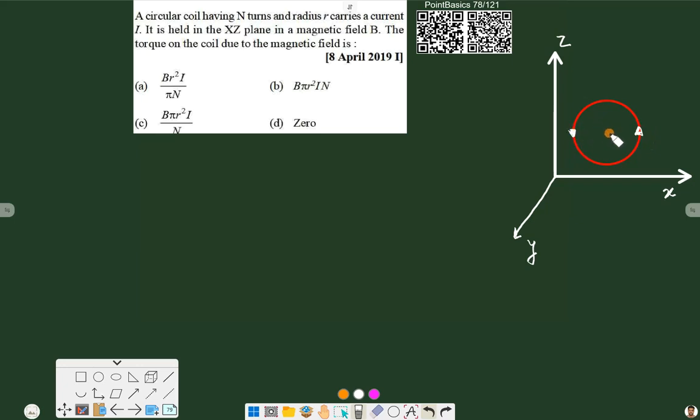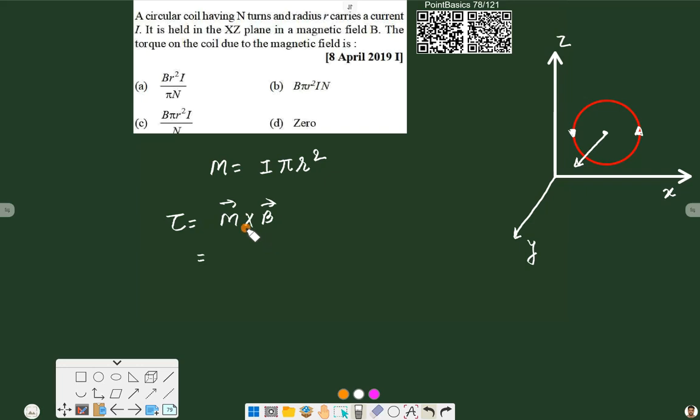So we can say its magnetic dipole vector will be in the outward direction, in the y direction, as it is perpendicular to the plane, and the magnetic dipole moment will be I into area. So current I into area is pi r square, and if we have a magnetic field, then the torque will be given by m cross B.